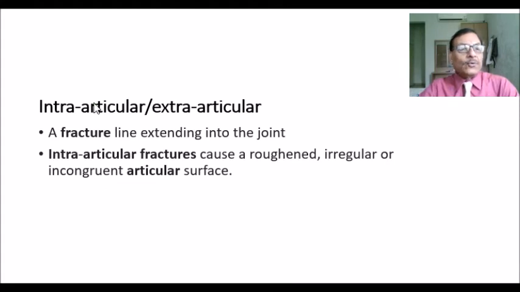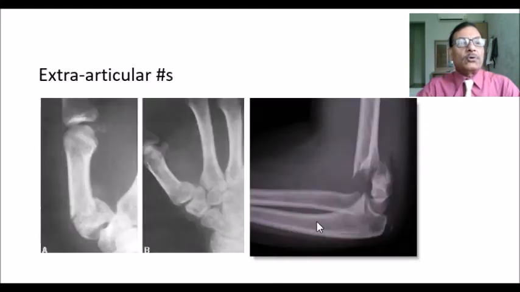Now we have to ascertain, especially in the case of distal or proximal third of the diaphysis, whether the fracture is extra-articular or intra-articular. Intra-articular means the fracture line is extending into the joint, and intra-articular fractures usually cause the articular surface to be roughened, irregular, or incongruent.